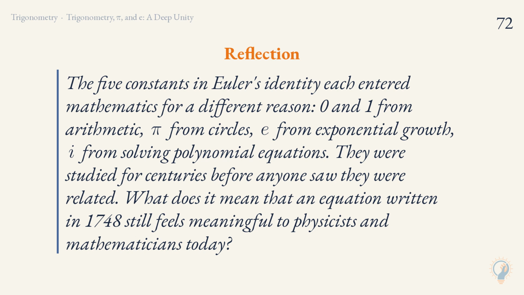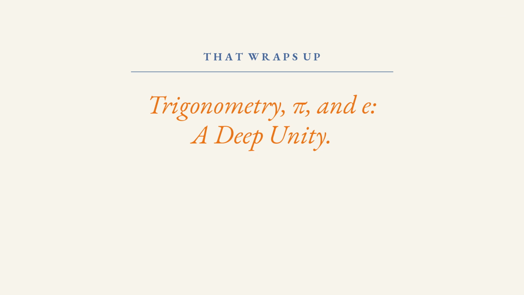The 5 constants in Euler's identity each entered mathematics for a different reason. 0 and 1 from arithmetic, pi from circles, e from exponential growth, and i from solving polynomial equations. They were studied for centuries before anyone saw they were related. What does it mean that an equation written in 1748 still feels meaningful to physicists and mathematicians today? That wraps up trigonometry, pi and e, a deep unity.